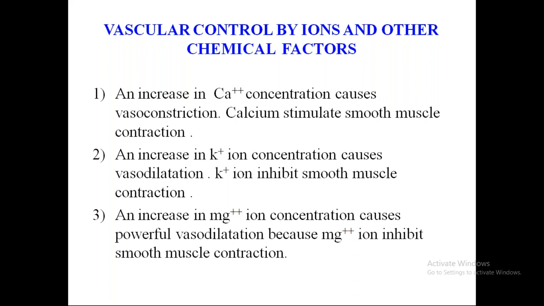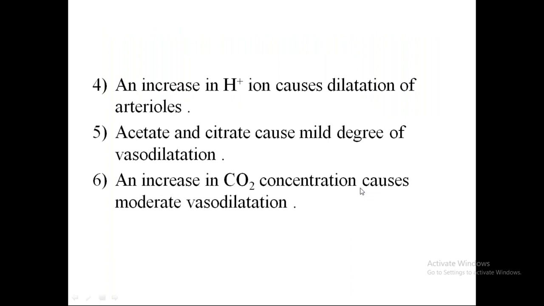And vascular control by ions and other chemical factors. An increase in calcium concentration causes vasoconstriction. An increase in potassium ion concentration causes vasodilation, and an increase in magnesium ion concentration causes powerful vasodilation. An increase in hydrogen ion concentration causes dilatation of the arterioles. Acetate and citrate cause a mild degree of vasodilation, and an increase in carbon dioxide concentration causes moderate vasodilation.